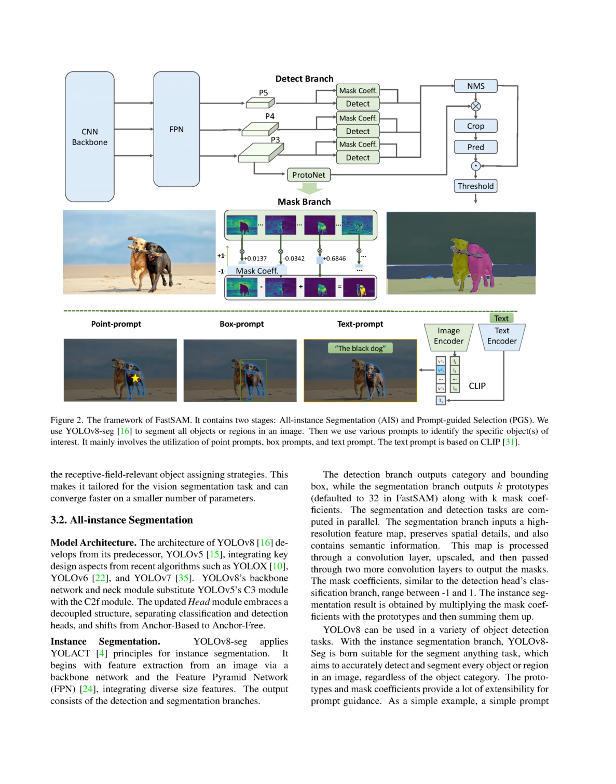This map goes through a series of convolution layers for processing, scaling up, and finally, outputting the masks. The mask coefficients, much like the detection head's classification branch, range between -1 and 1. The final result of the instance segmentation is obtained by multiplying the mask coefficients with the templates and summing them.